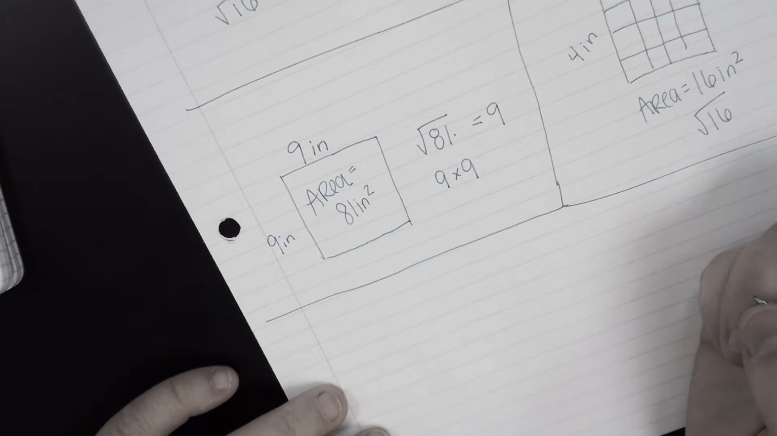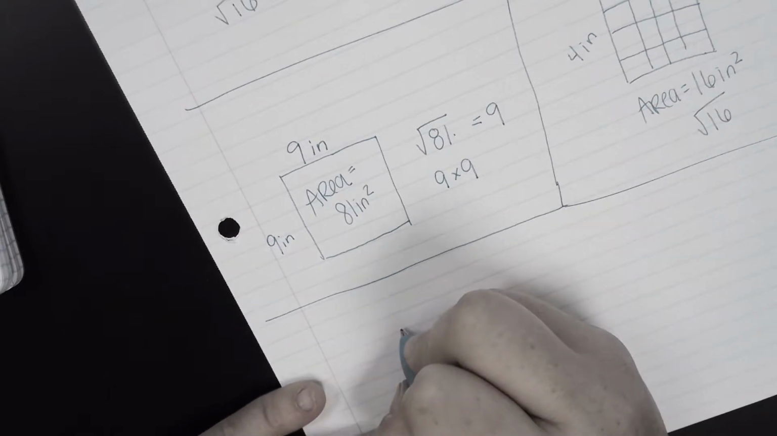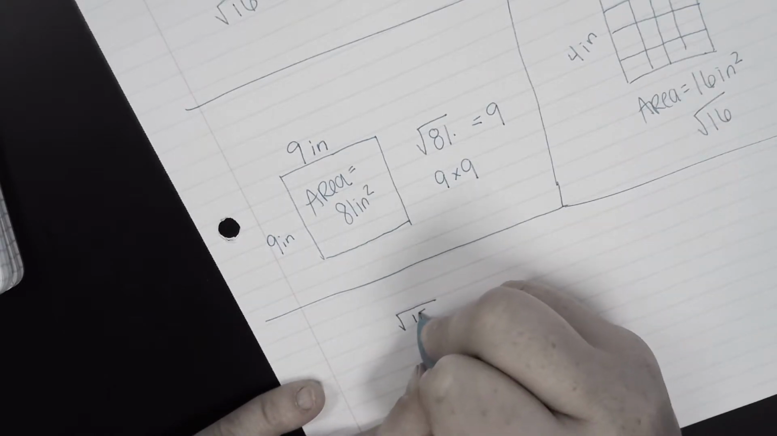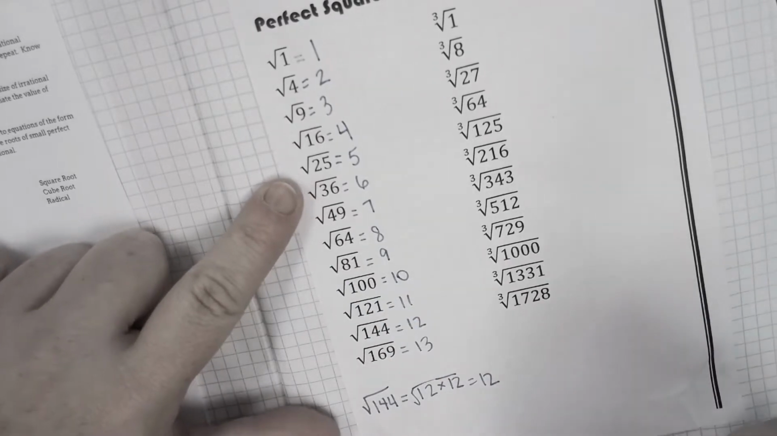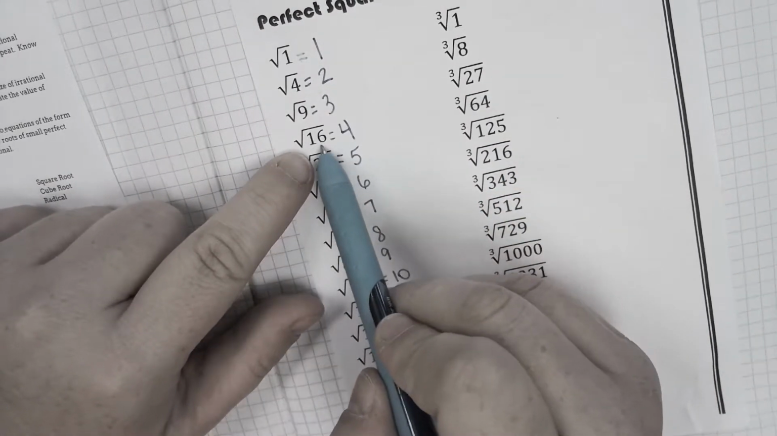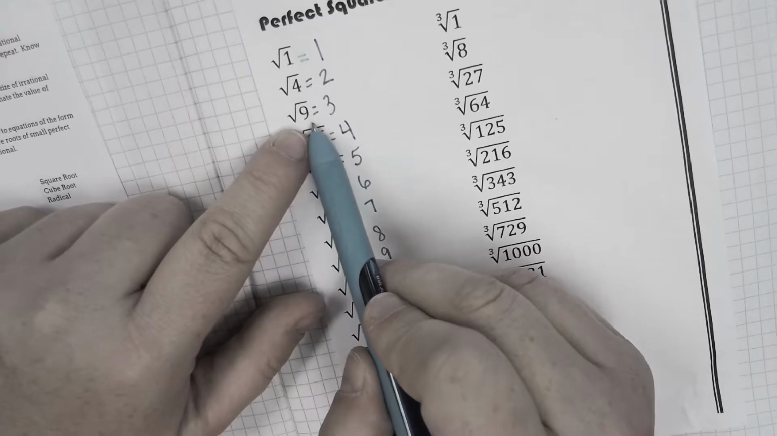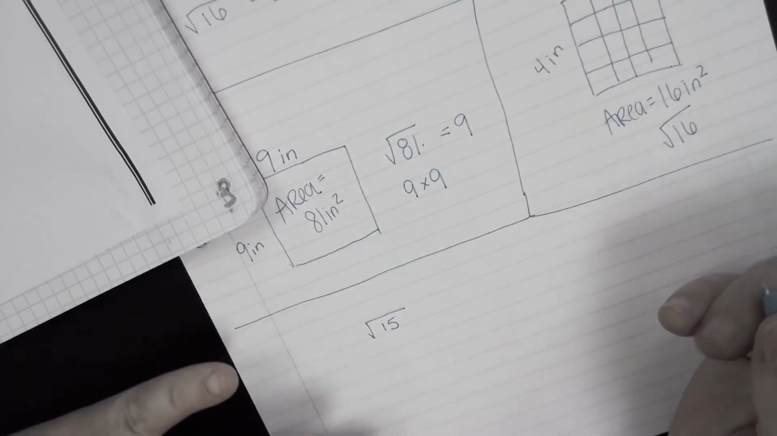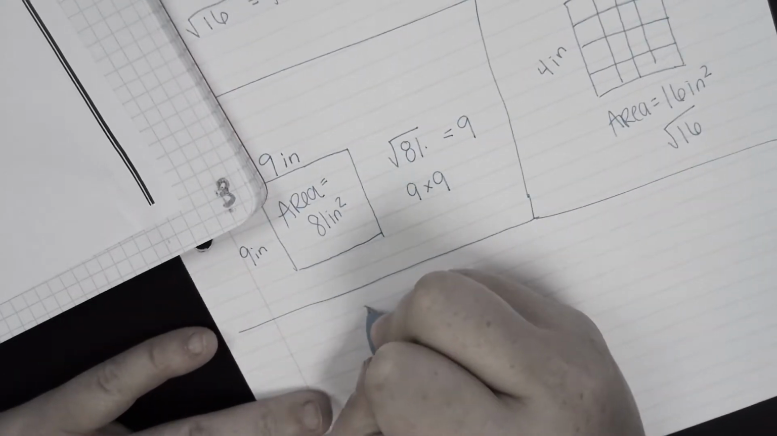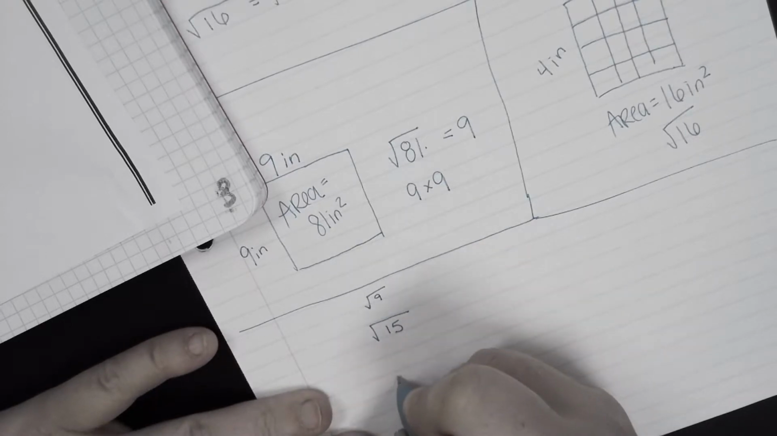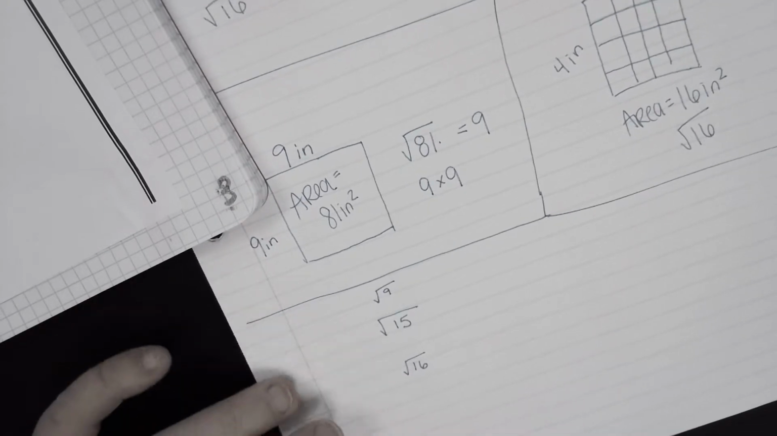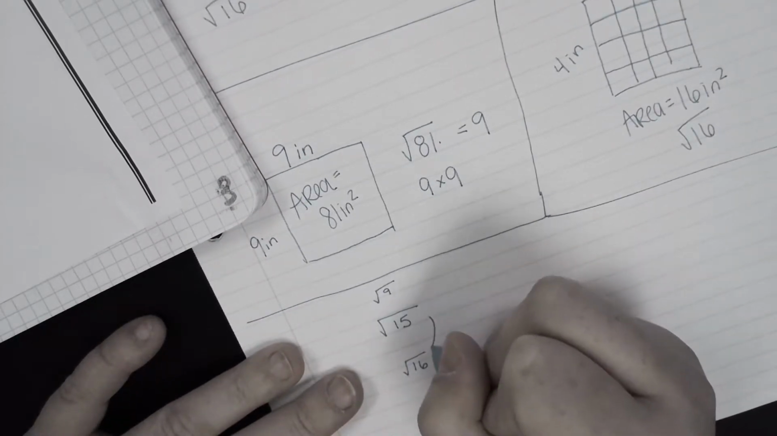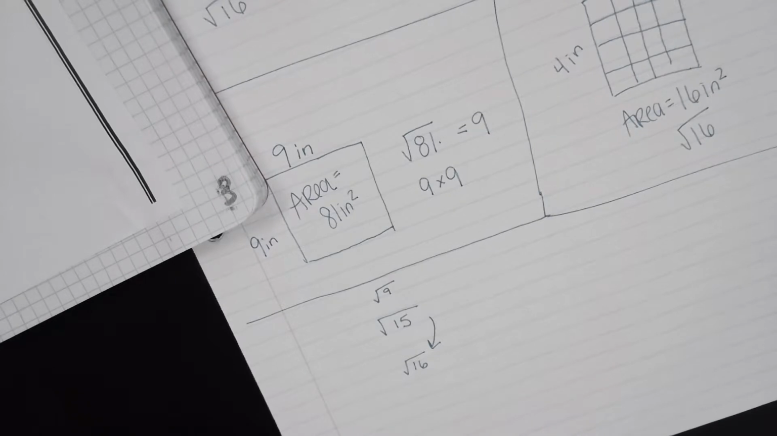Let's move on to non-perfect squares. Let's say I want to find the square root of 15. Looking at my perfect squares chart, I don't see the square root of 15 anywhere on here. But I do understand that 15 is somewhere between 9 and 16. So I know that the square root of 15 is somewhere between the square root of 9 and the square root of 16. Looking at this, I can also tell that it's closer to this one, which is the square root of 16.